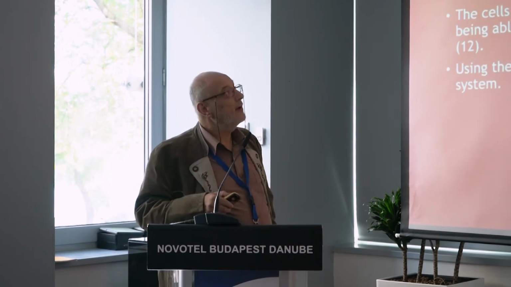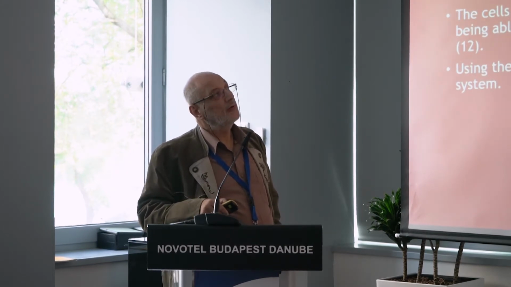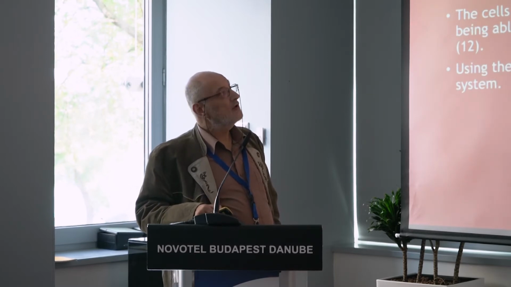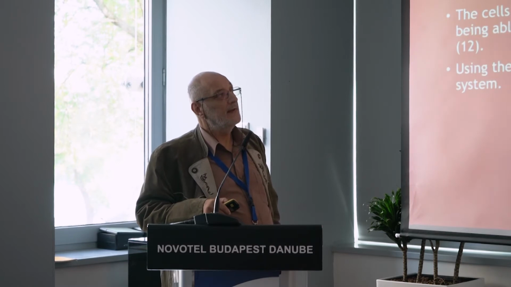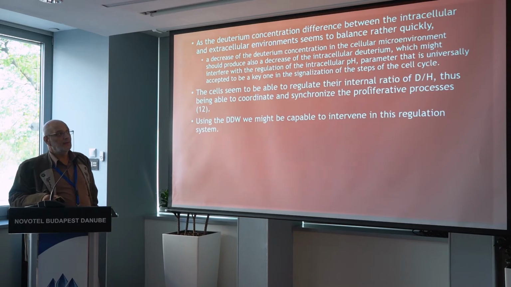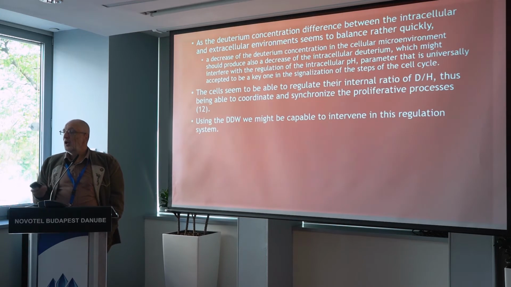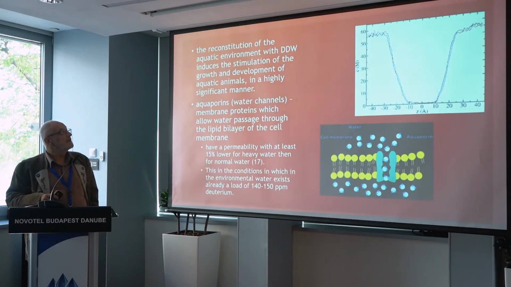It is clear that a decrease of the deuterium concentration in the cellular microenvironment should also produce a decrease of the intracellular deuterium, which might interfere with the regulation of the intracellular pH, a parameter universally accepted to be a key one in the signalization of the steps of the cell cycle, thus inducing either increased or reduced proliferation of the cells. The cells seem to be able to regulate the internal ratio between deuterium and proton, thus being able to coordinate and synchronize the proliferative processes. And using deuterium-depleted water, we might be able to alter these regulation systems.